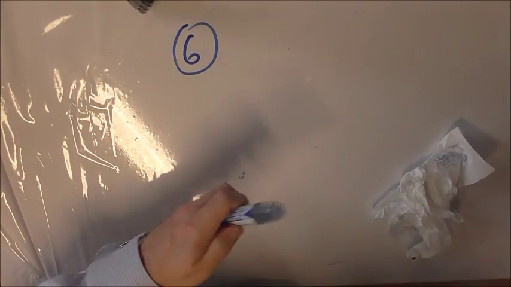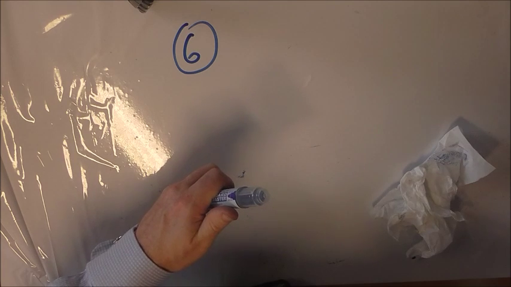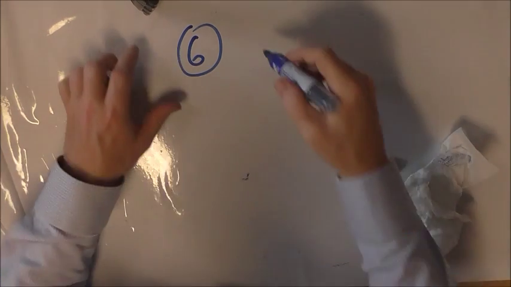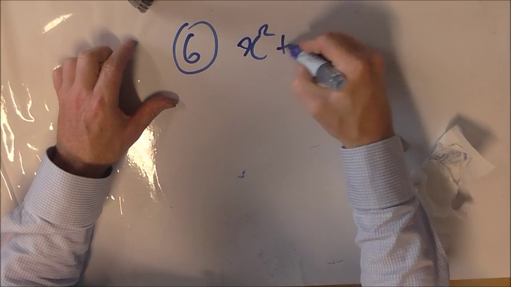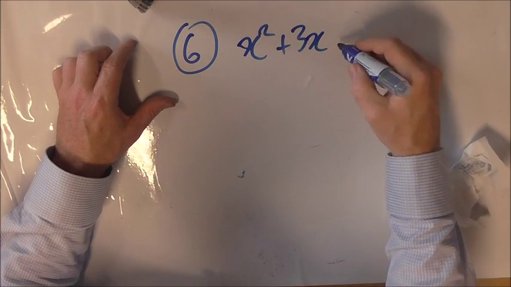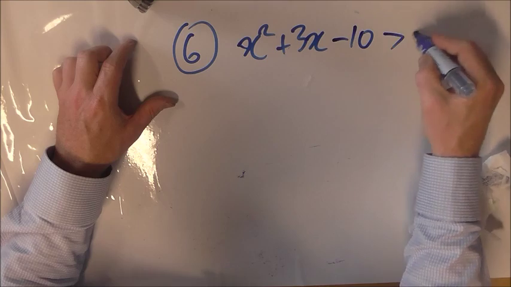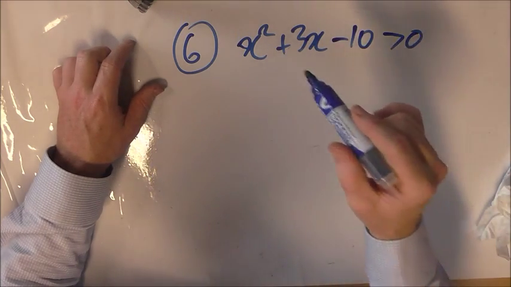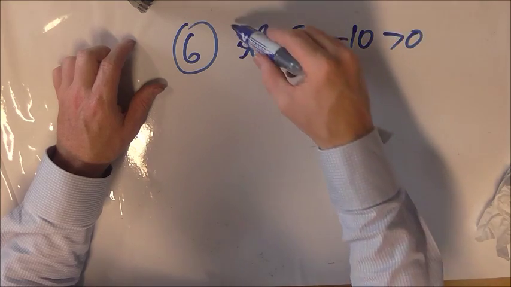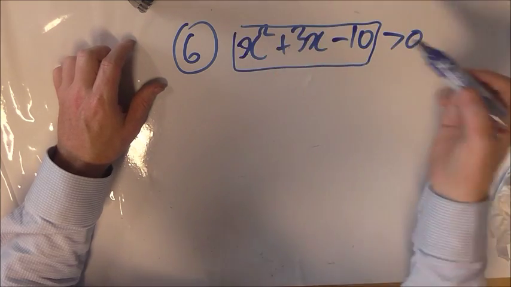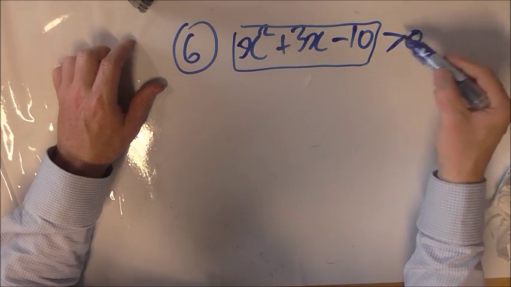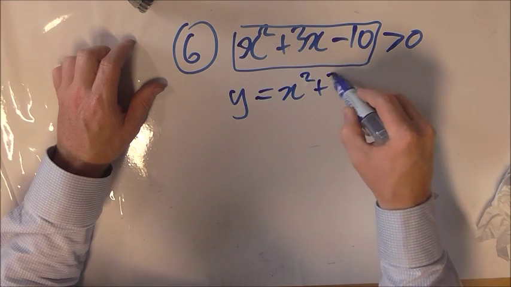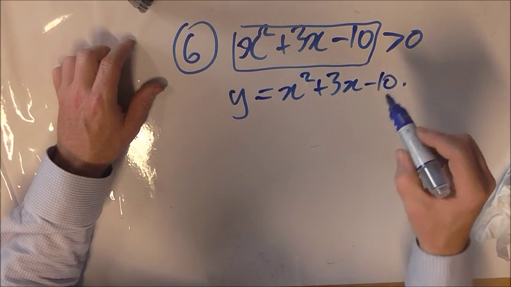Question number 6. Find the values of x for which x squared plus 3x minus 10 is greater than 0. Now, this is just a short way of saying graph this and tell me when it's high. High just means greater than 0. So I'm going to graph this as my tool for solving this question.